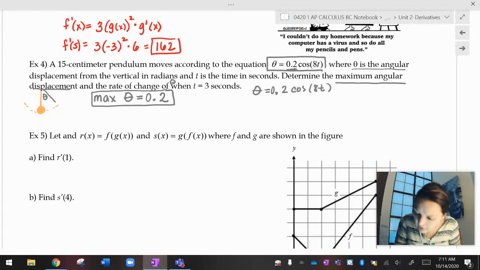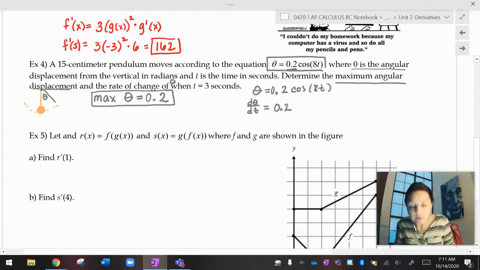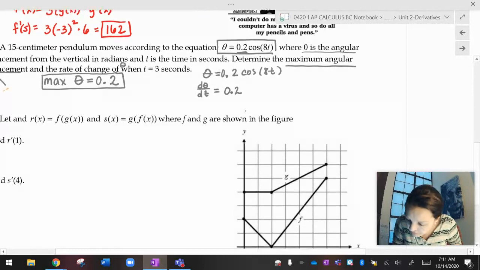I want the derivative. So my derivative, d theta dt, equals, well, that 0.2 is a coefficient, so it stays where it is. Then the derivative of cosine 8t is going to be a chain rule. So derivative of the outside, the derivative of cosine is negative sine. Keep the inside times the derivative of the inside.